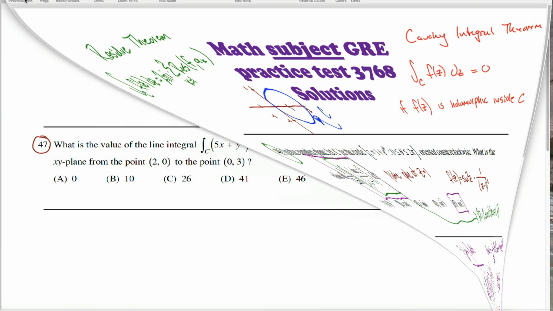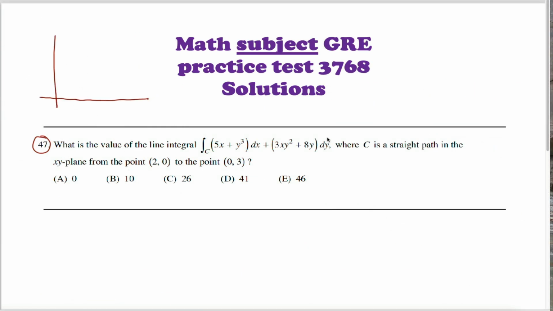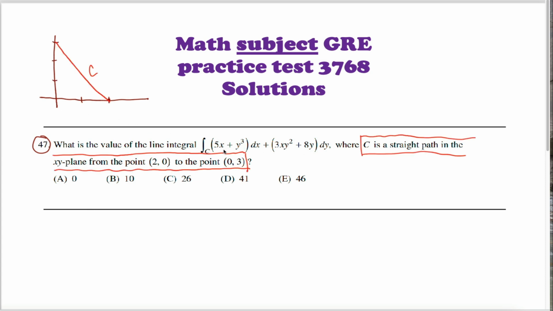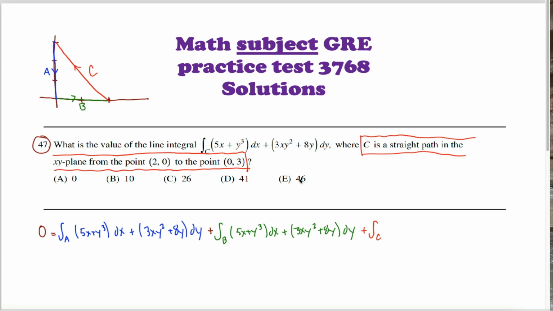So what that tells us for question 47 is that if instead of considering this integral on the straight path from (2, 0) to (0, 3), we instead consider the integral on the closed curve made up by this triangle, so maybe from (0, 3) to (0, 0) to (2, 0) back up to (0, 3), the Cauchy integral theorem tells us that that integral must be equal to 0. What I'm saying is that 0 is equal to maybe the line integral on A, or this is A, from (0, 3) to (0, 0), plus the line integral from (0, 0) to (2, 0), maybe the line integral on B, if we call this B, plus the value of this line integral on C that's referenced in the problem.